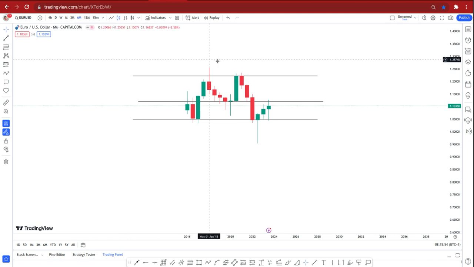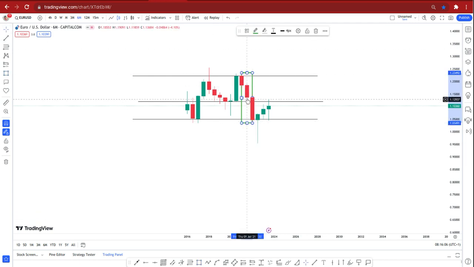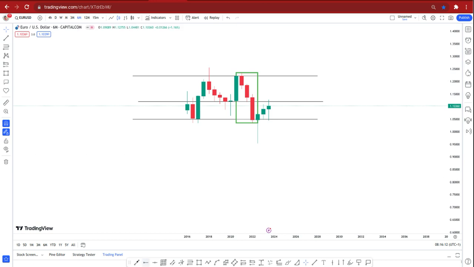Why? This is the only zone where I have an impulse, which is 3 good candles. This is a supply zone, 3 good candles. Now I realize that we broke to the lower side.